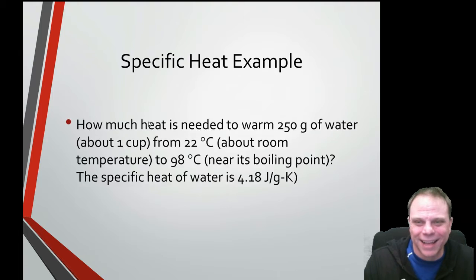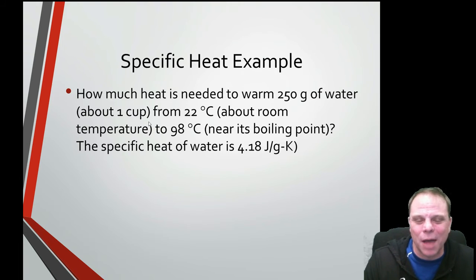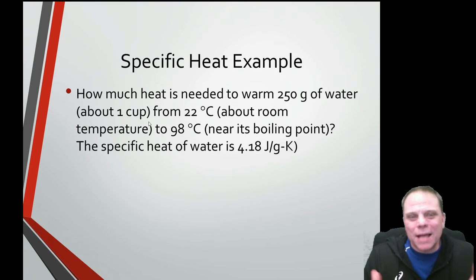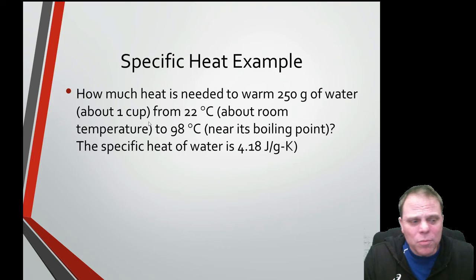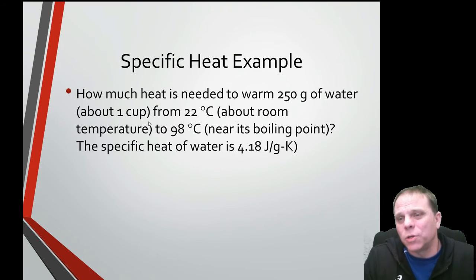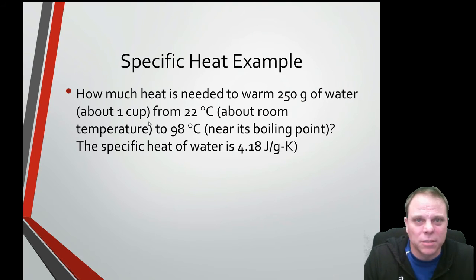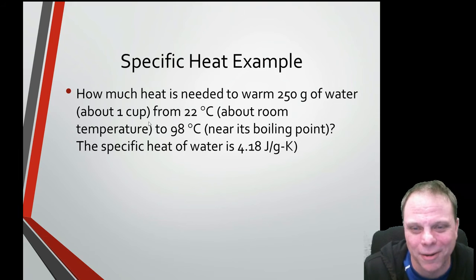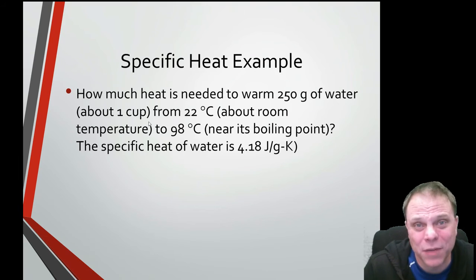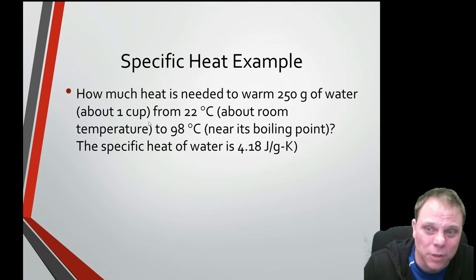I like units anyway. All right, so our specific heat example, let's see how we would do a problem like this. We would ask something like this: how much heat is needed to warm 250 grams of water, which is about a cup, from 22 degrees Celsius, about room temperature, to 98 degrees Celsius, near its boiling point. Here in Colorado, it would be above its boiling point. So we're obviously at a lower elevation than we are here in Colorado. And then, of course, we have the specific heat of water is listed as 4.18 joules per gram degree Celsius.